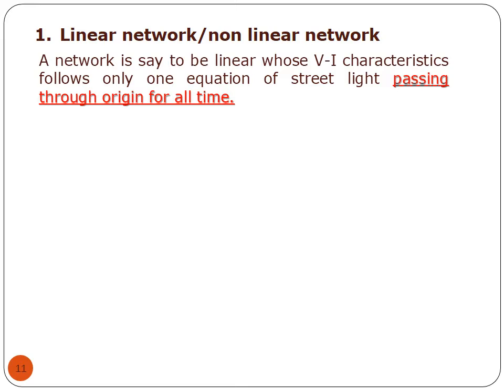First is linear network and non-linear network. A network is said to be linear whose VI characteristics follow only one equation of a straight line passing through origin for all time. Here, the word passing through origin for all time is very important.